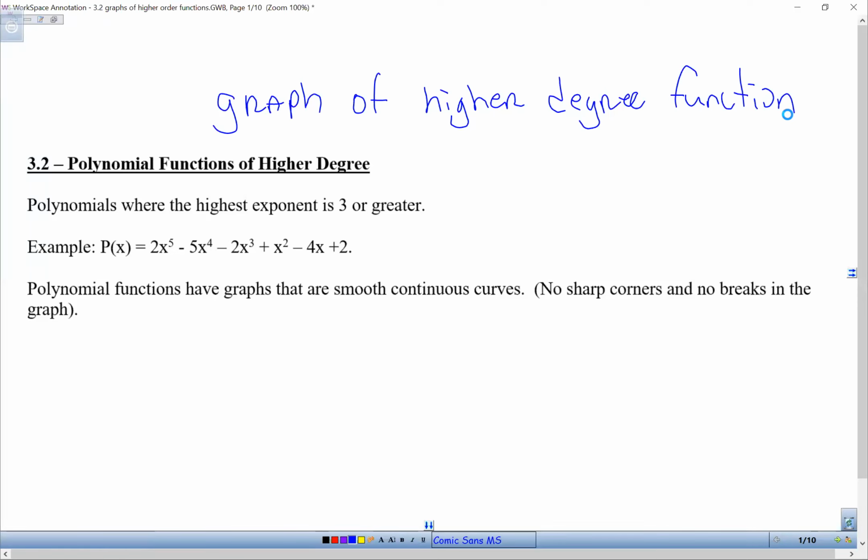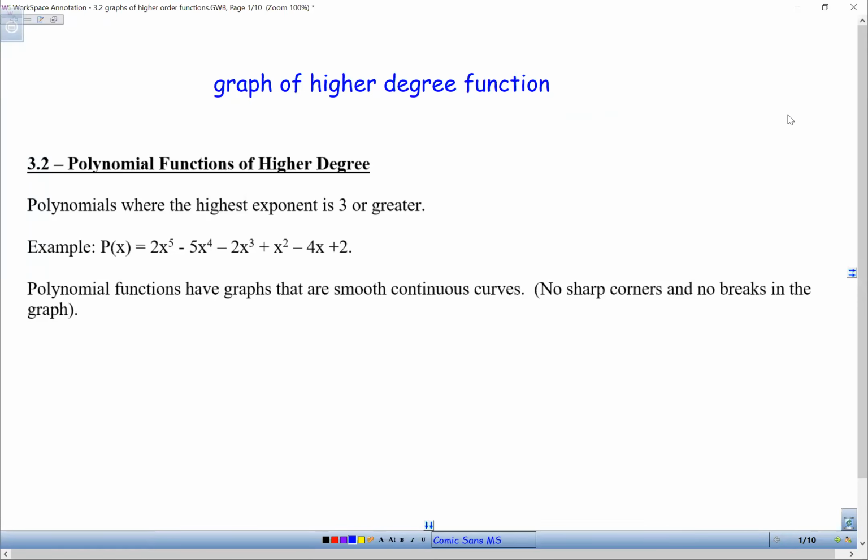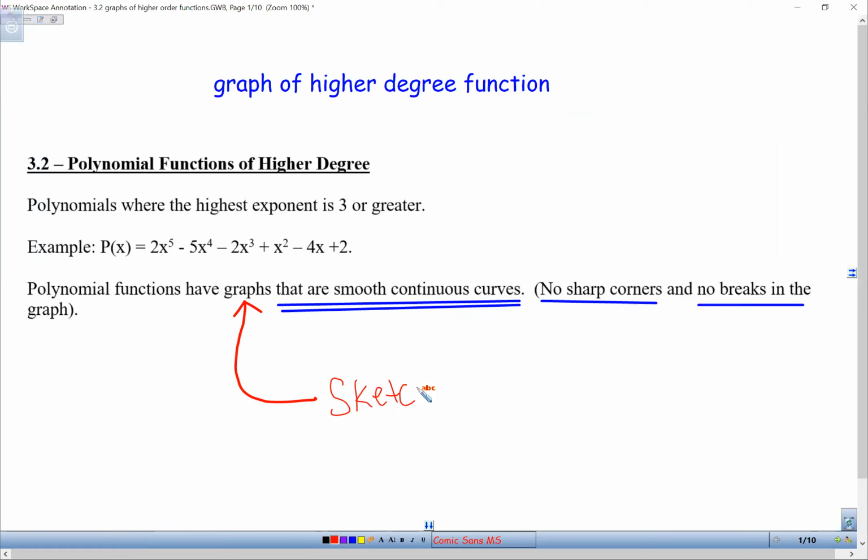So first off, it's important to know what you're looking for or what your graph should look like. So number one, the graphs are going to be a smooth continuous curve. And that means we have no sharp corners and no breaks in our graph. Okay. Now, the graphs we're going to be doing, if you really want to get specific about it, are actually going to be a sketch. So we're not going to be graphing a 100% perfect graph, but there are 2 or 3 things, to be exact, that we need to make sure show up on our graph.